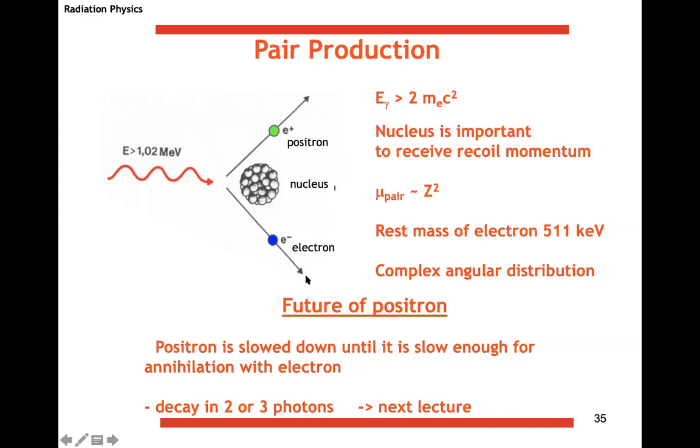Of course, there is a threshold for the energy of the photon. The threshold is 1.02 MeV, because the rest mass of the electron is 511 keV. So this process is impossible at energies lower than 1.02 MeV.